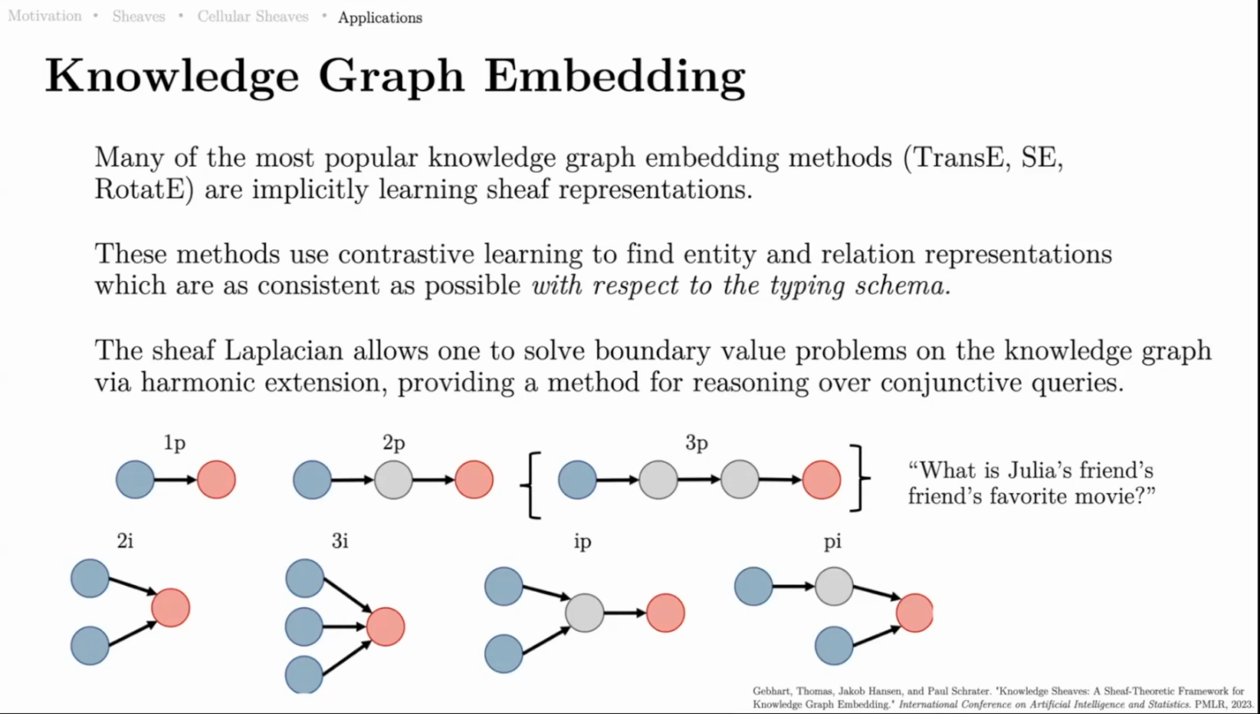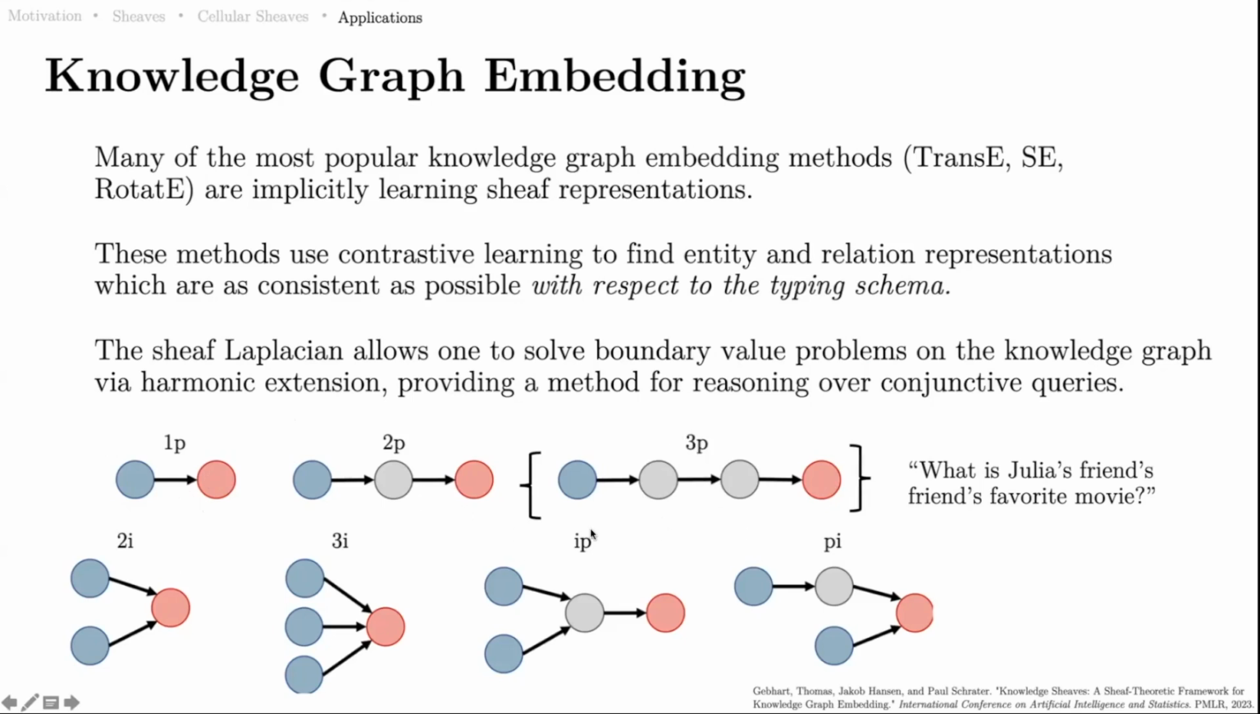But when we reinterpret this knowledge graph embedding task within this cellular sheaf framework, it gives us a little bit more power, especially in the form of making full use of the sheaf Laplacian to, for example, define boundary value problems. So if we're trying to perform a query which has multiple hops in it, so instead of just querying who is Julia's friend, we're going to say what is Julia's friend's favorite movie, for example.